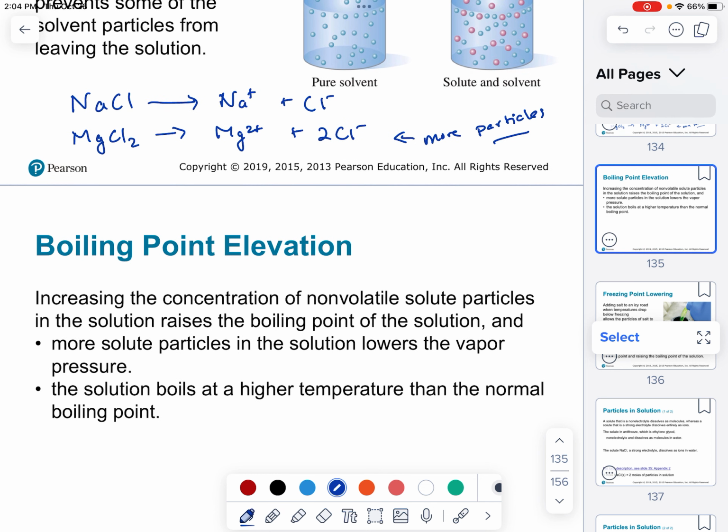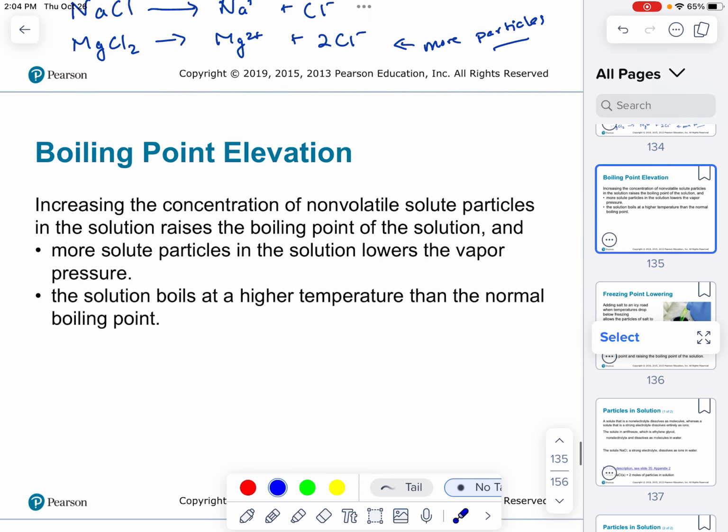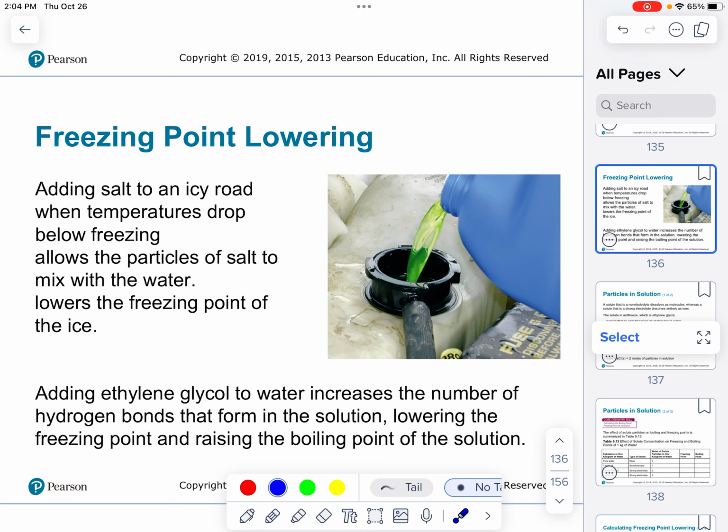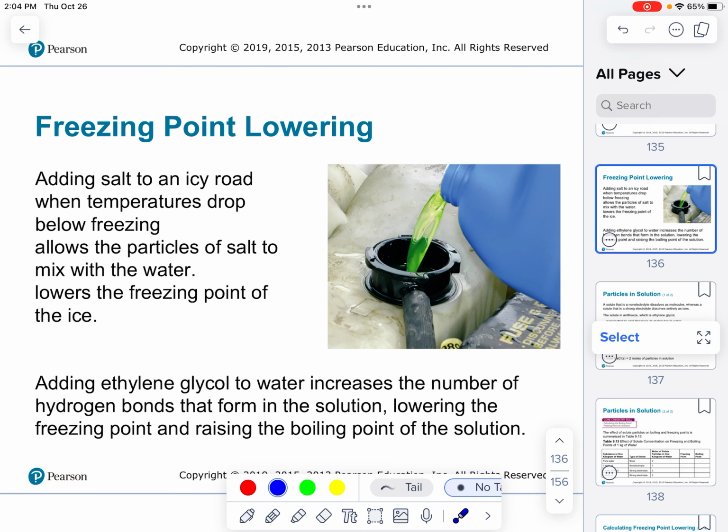Okay, so increasing the concentration of non-volatile solute particles in the solution raises the boiling point. More solute particles in solution lower the vapor pressure, and the solution boils at a higher temperature. It requires more heat for them to escape the liquid phase. Adding salt to an icy road when temperature drops below freezing allows the salt particles to mix with the water and lowers the freezing point. One thought is that it breaks apart the crystal lattice structure of ice and makes it harder to form.